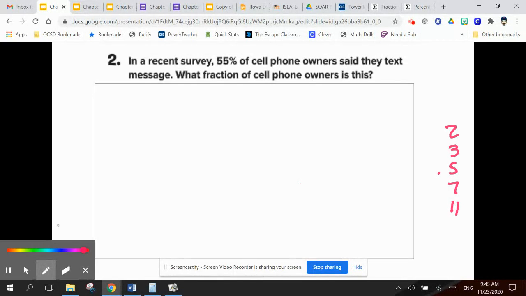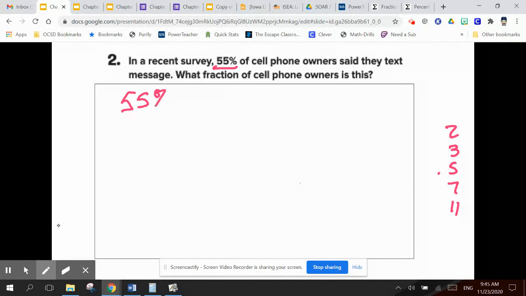In a recent survey, 55% of cell phone owners said they text message. What fraction of the cell phone owners is this? So 55% is the same as 55 100ths. We're going to write this fraction in simplest form. So 55 and 100.